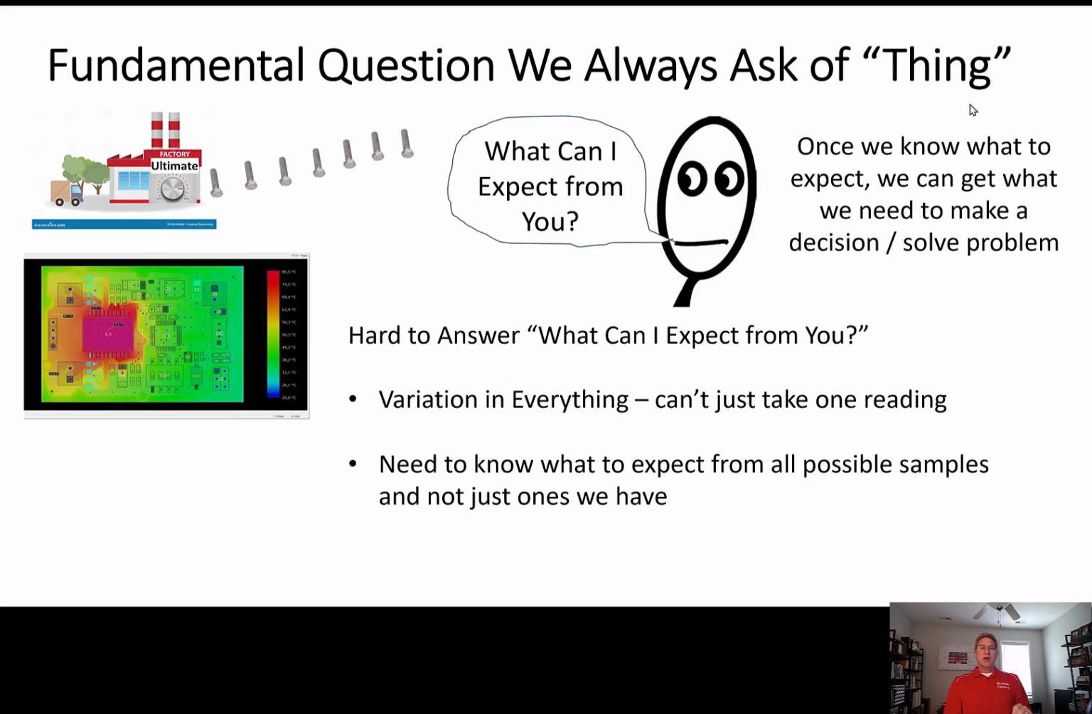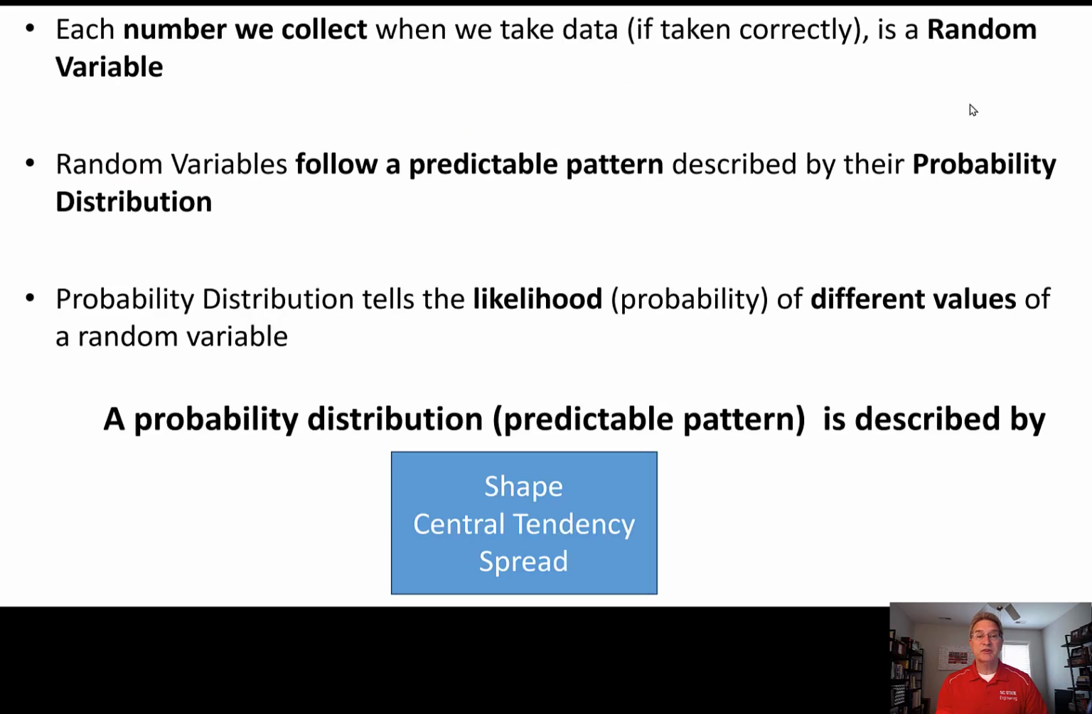Okay, so we started off realizing that, as engineers, we need good information, good data to make decisions. And to do that, we need to ask, what can I expect from you? Once we know, then we can make the decisions that we need to make. But it's hard because there's variation in everything, and we need to know what to expect from all possible samples, not just the ones we have, and statistics can help us with that.